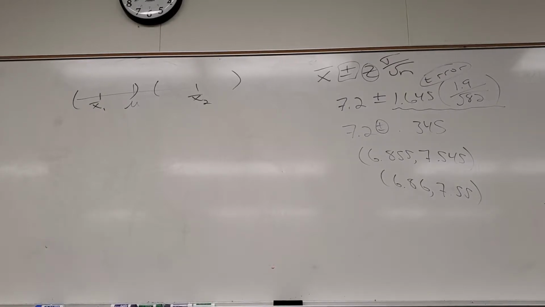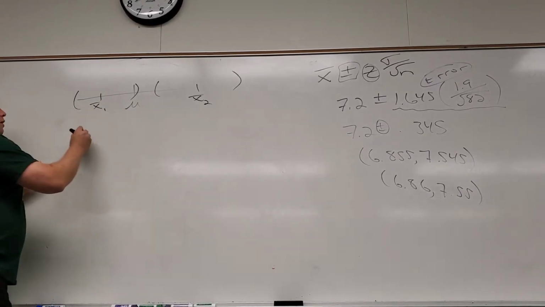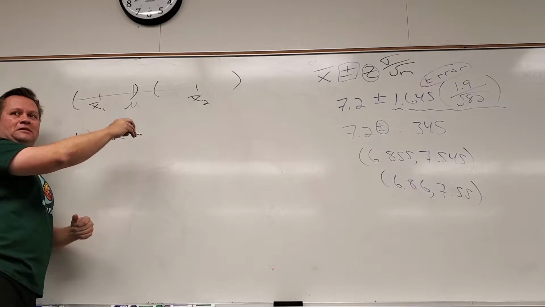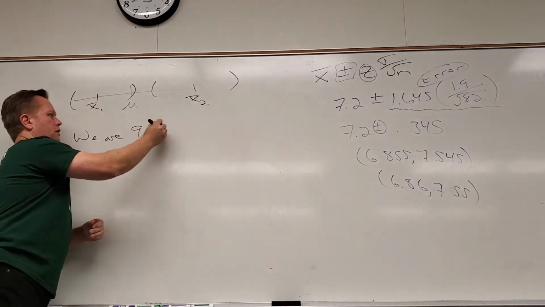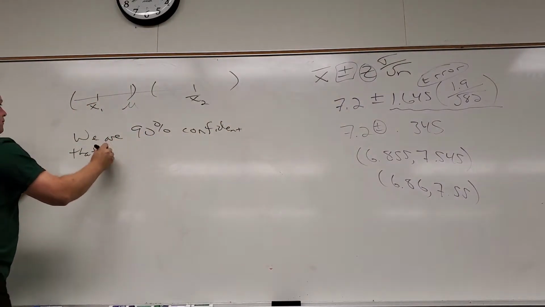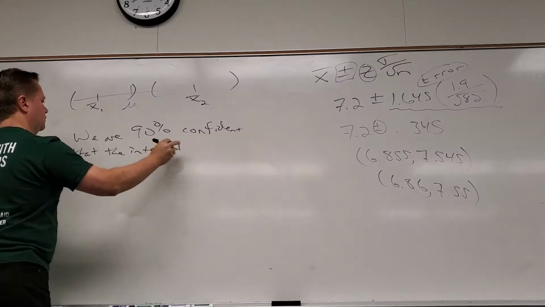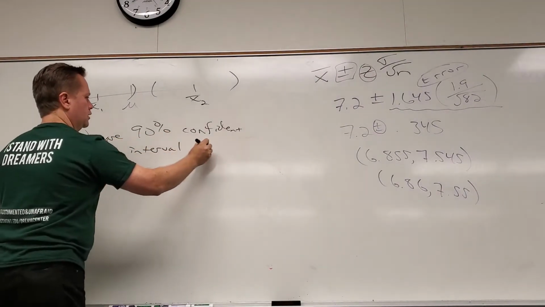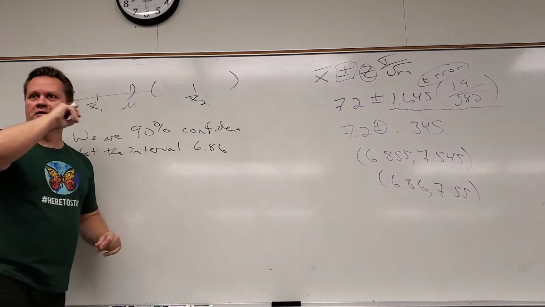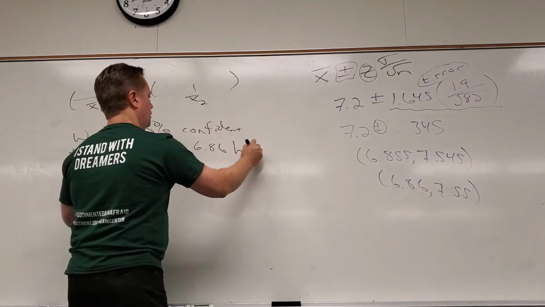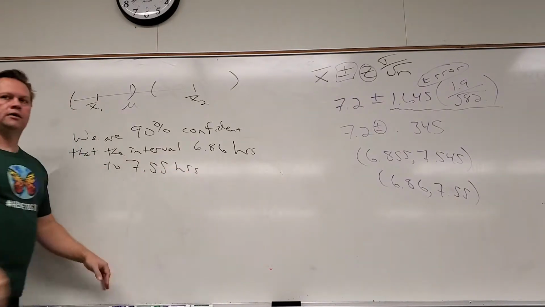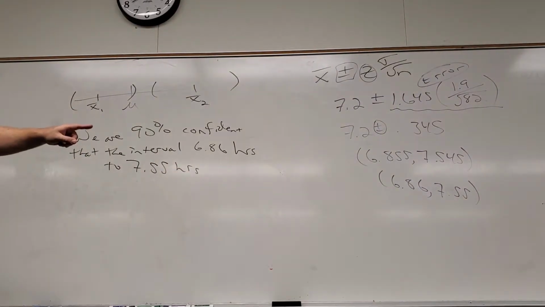So here's how we state this. We are how confident? 90%. For this problem, 90% confident that our interval, or that the interval, 6.86 what? Hours. To 7.55 hours.